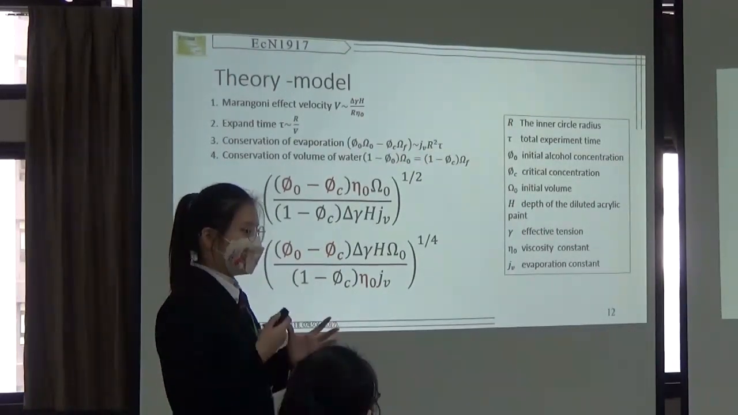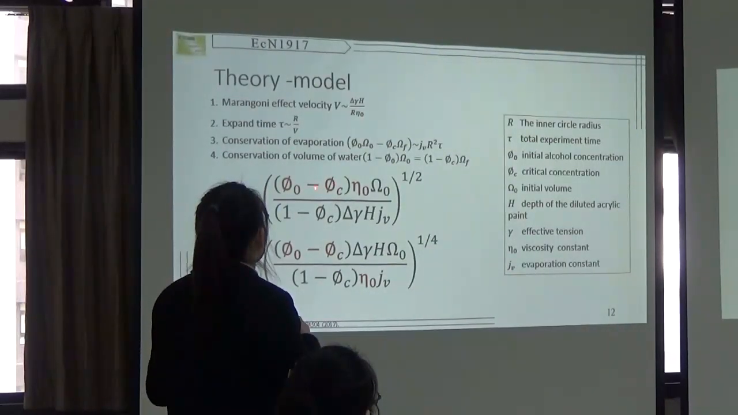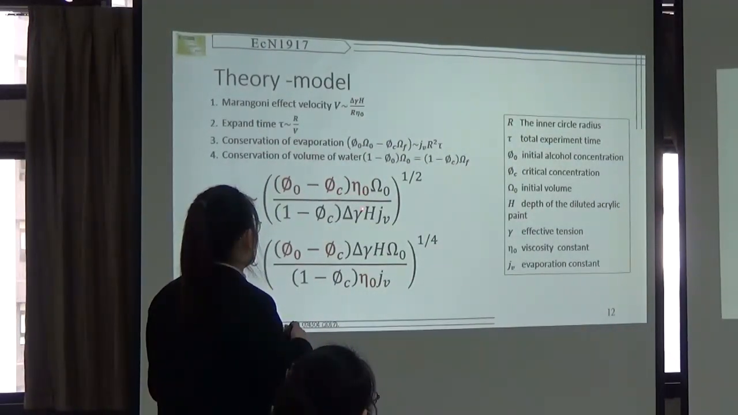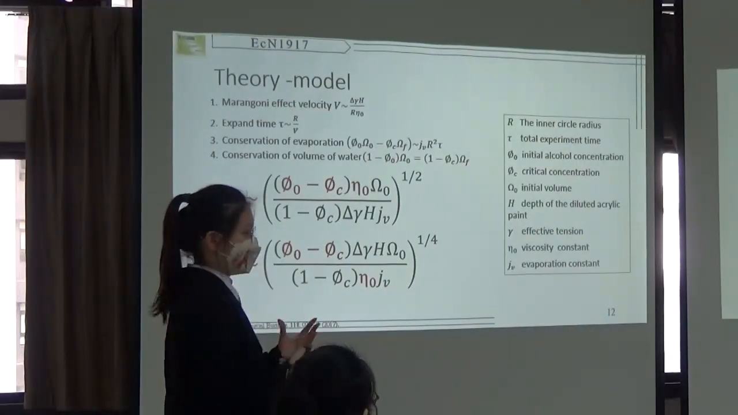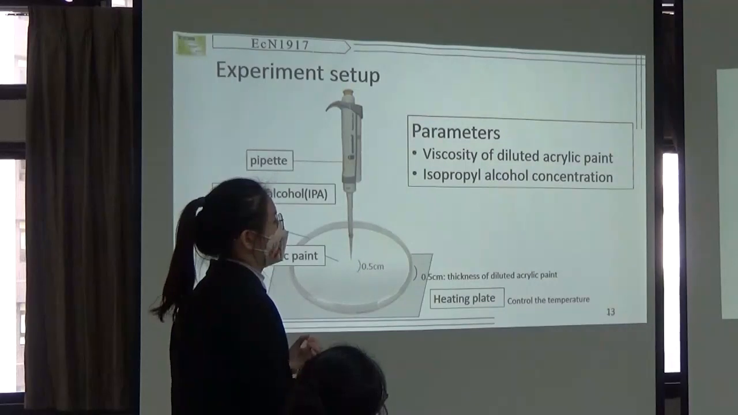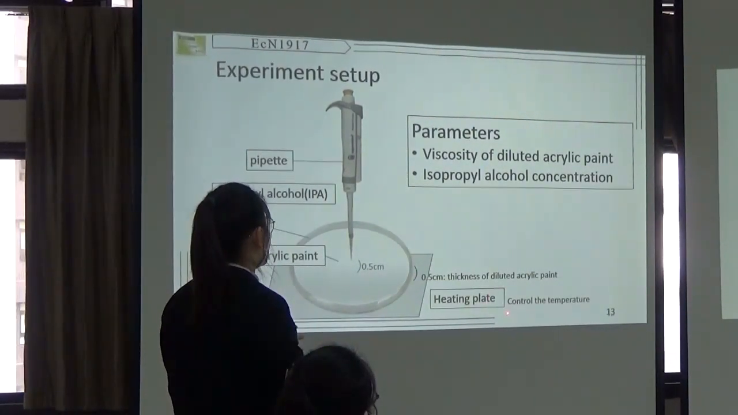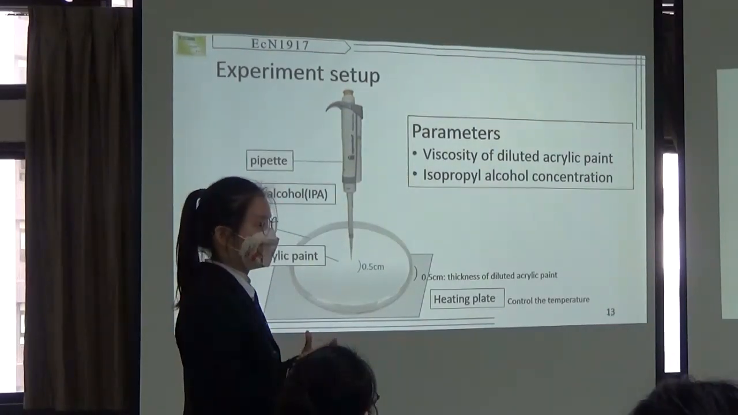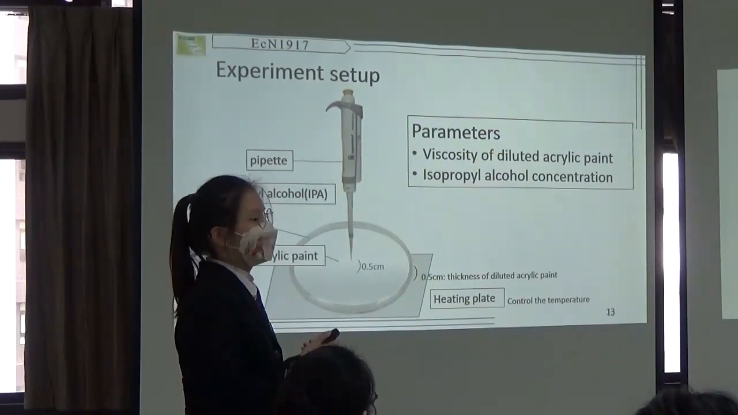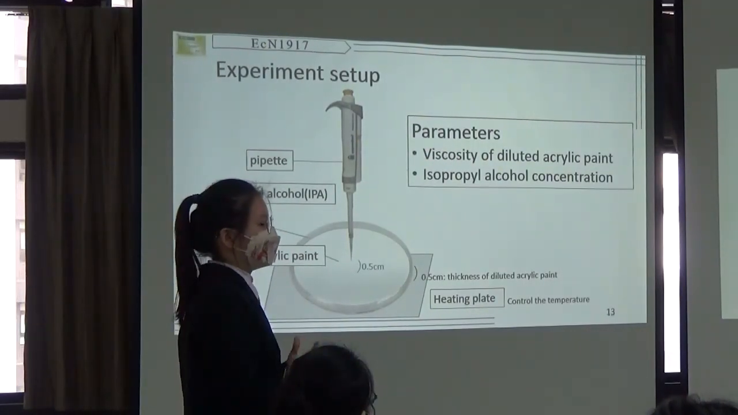Later we would like to investigate the relationship between the initial concentration minus the critical concentration and the viscosity, the time, and the maximum inner circle radius. Here is our setup. We use a pipette to control the volume of the droplet, and a heating plate to control the temperature. Here we use isopropyl alcohol because its critical temperature for evaporation is lower, so that we can do the experiment more easily.